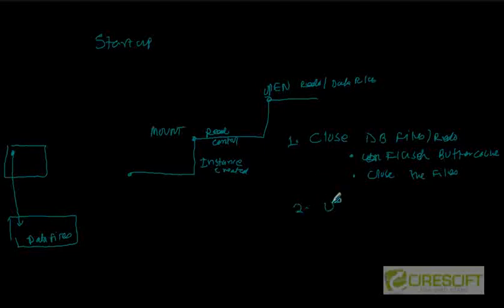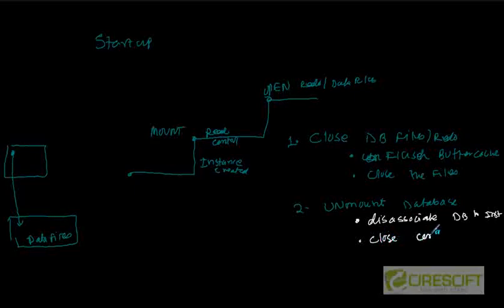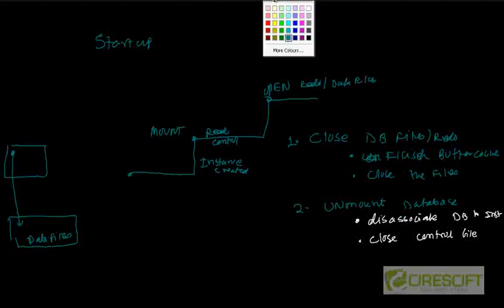The next thing that happens is that it's going to unmount the database. In the unmount of database step, we are going to disassociate the database from the instance. Then the next step is that we are going to close the control file. So then the unmount is done.